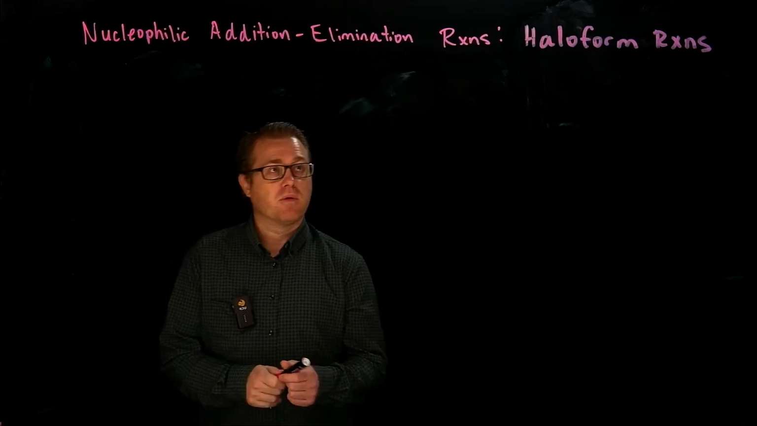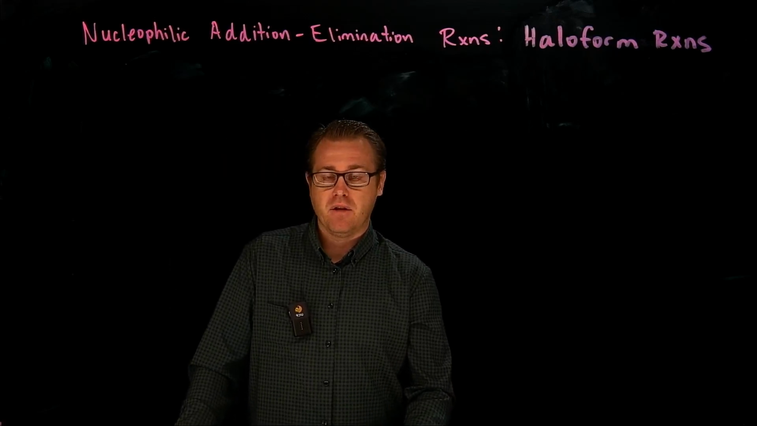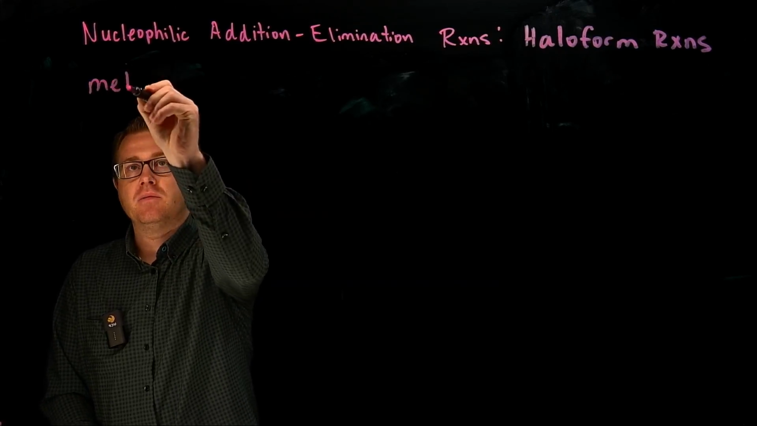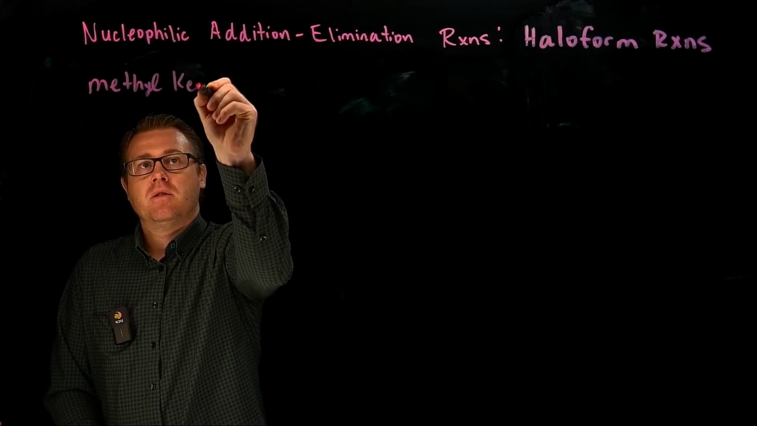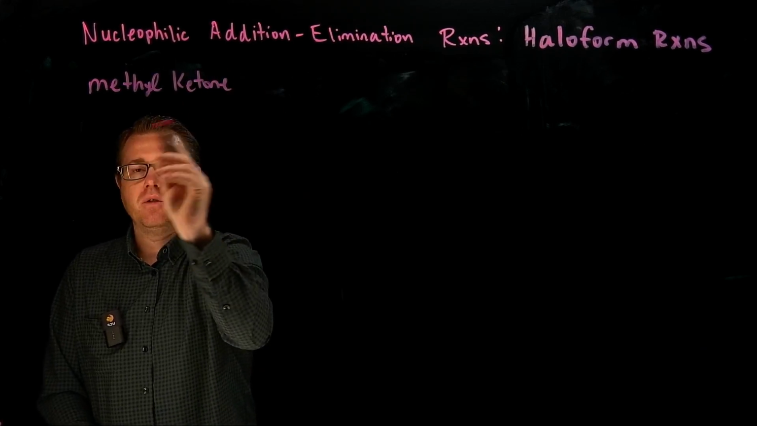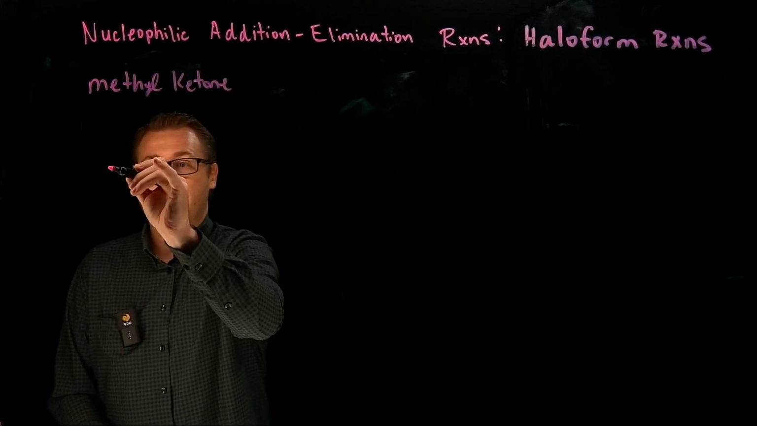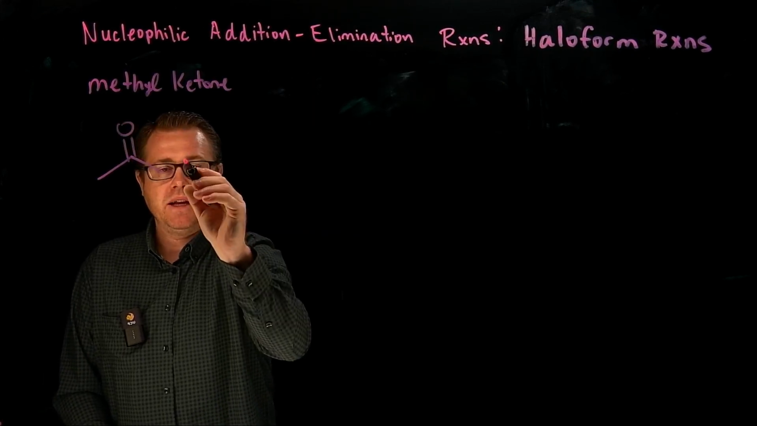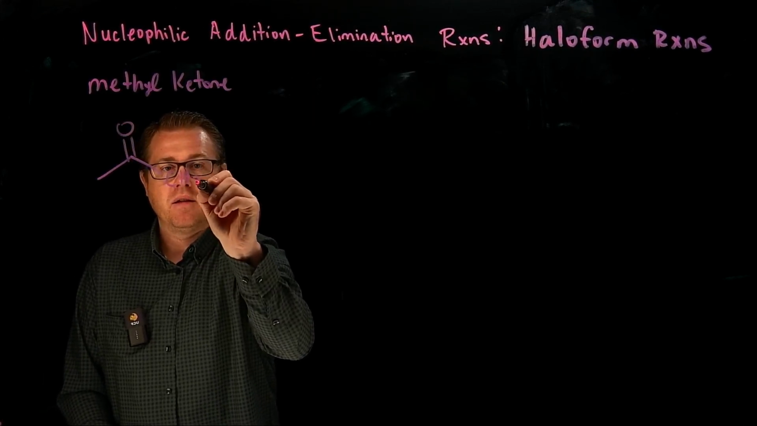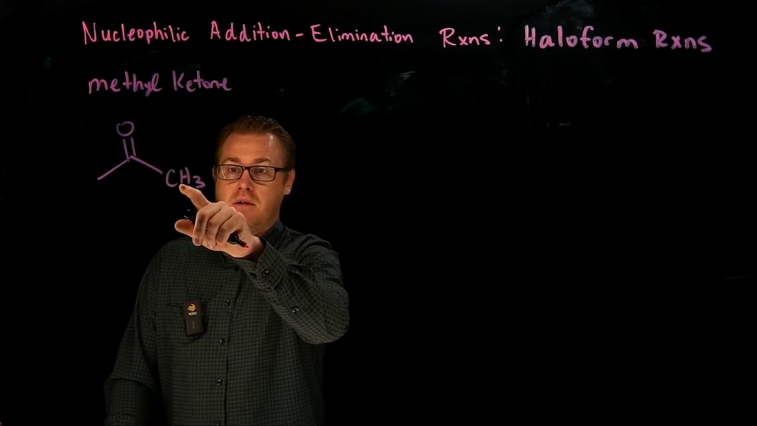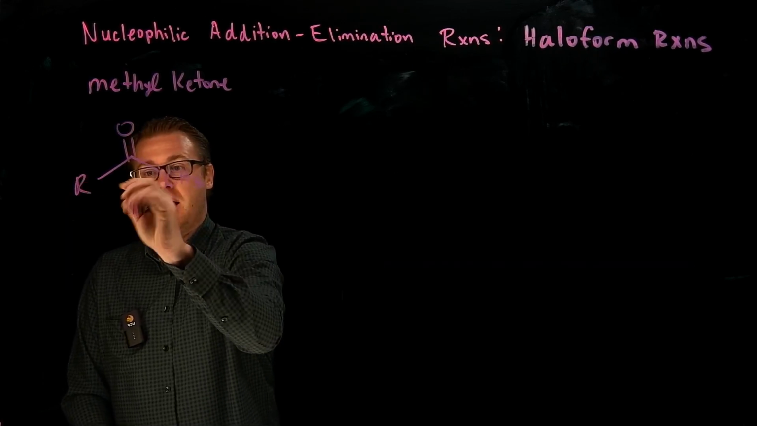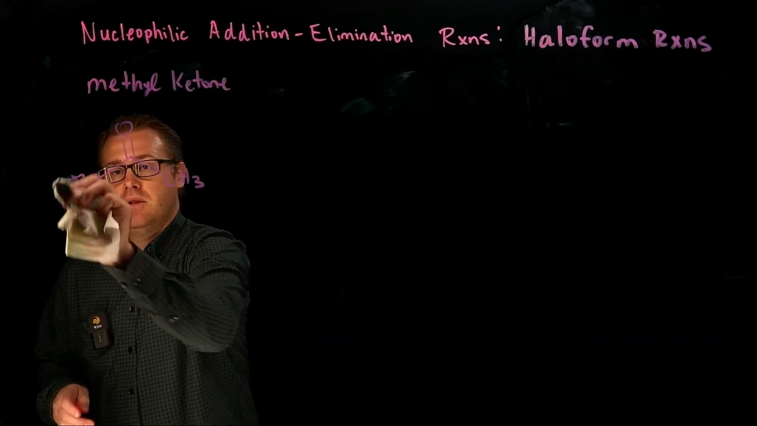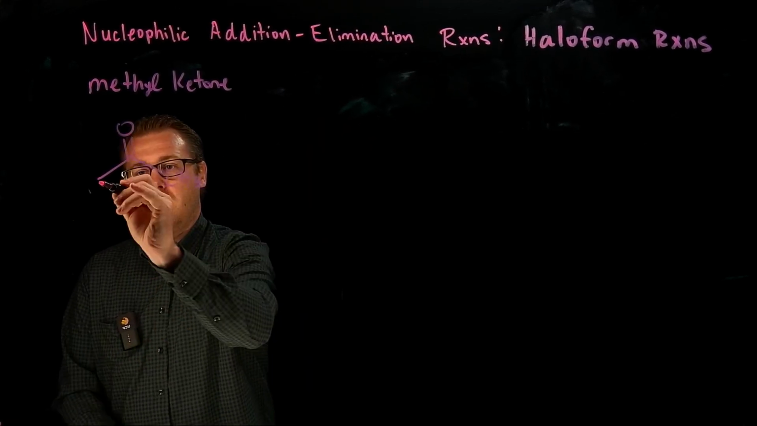The next reaction we're going to talk about is the haloform reaction. That is when you take a methyl ketone. So let's draw a methyl ketone. A methyl ketone is going to have a methyl on there, and then this side right here can be whatever we want it to be.